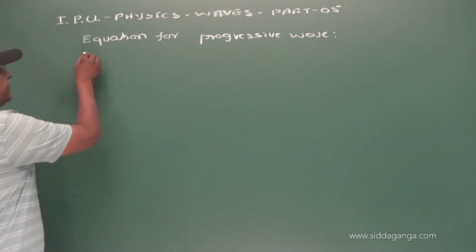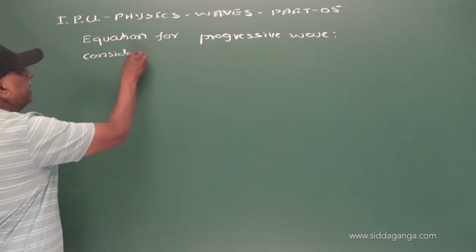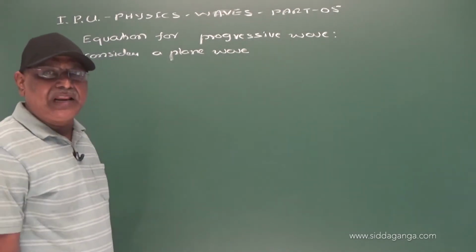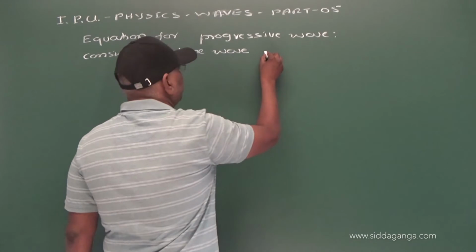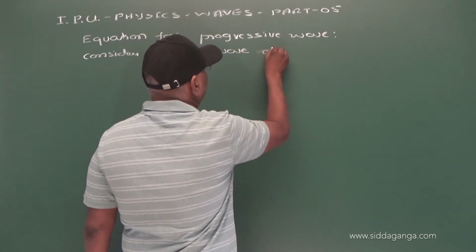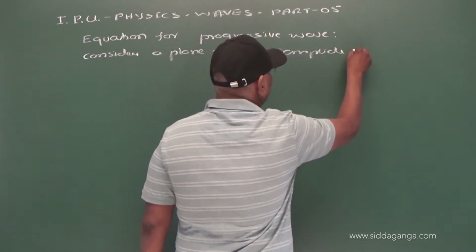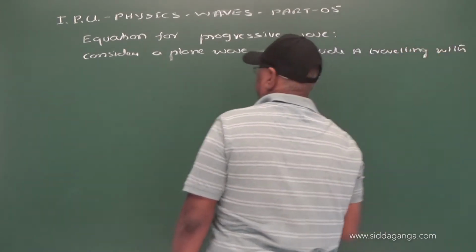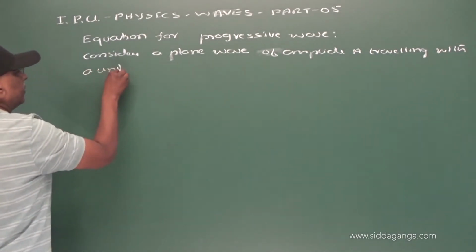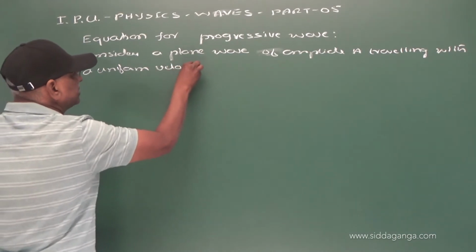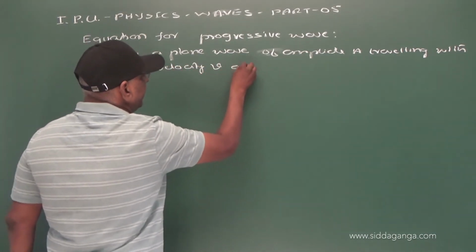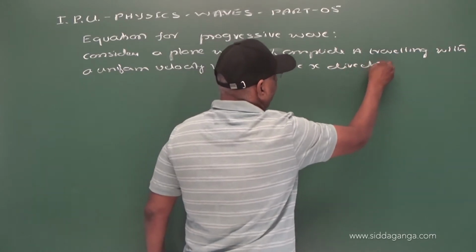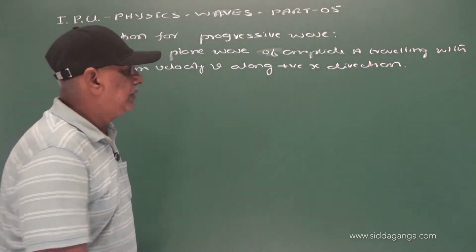Now, let us consider a plane wave. Right, it is a two-dimensional wave, a plane wave of amplitude A, traveling with a uniform velocity v along the positive x direction, that I will show in the figure.